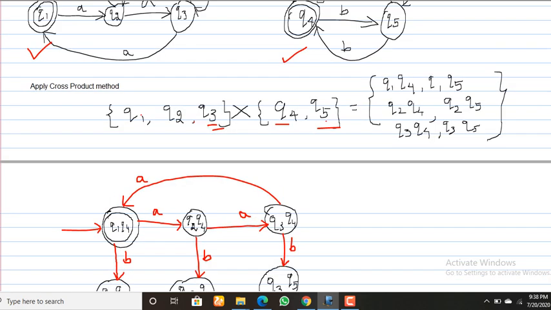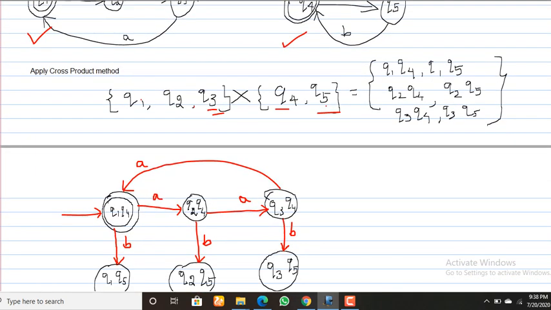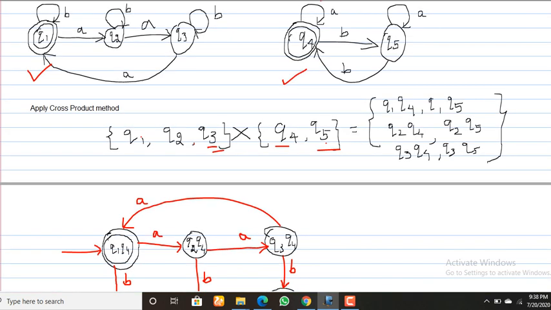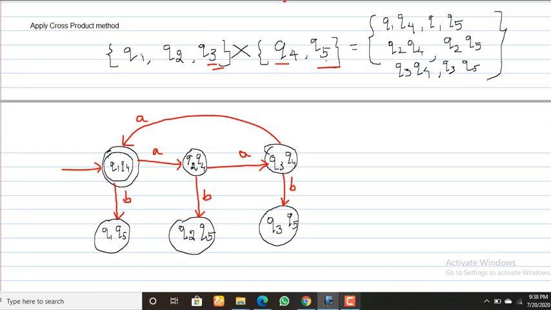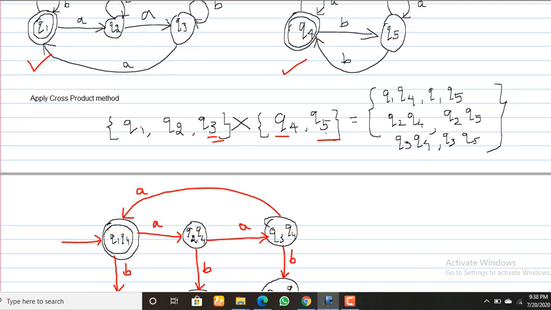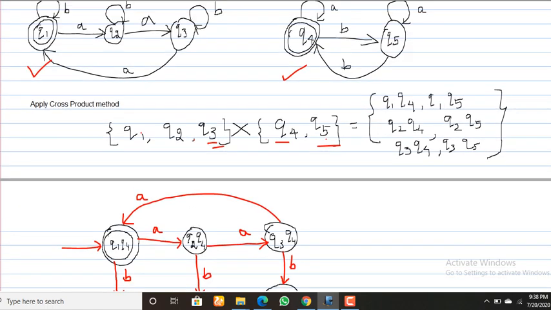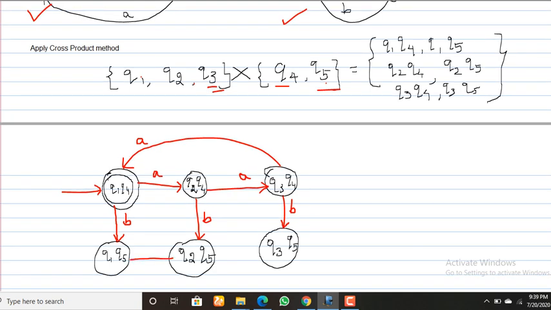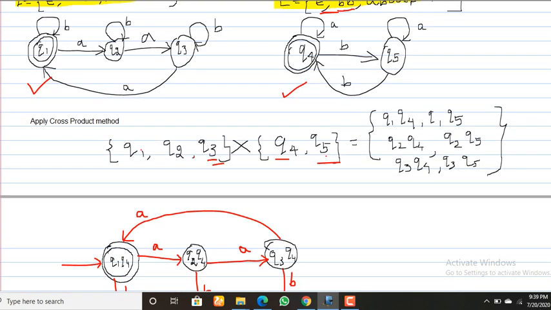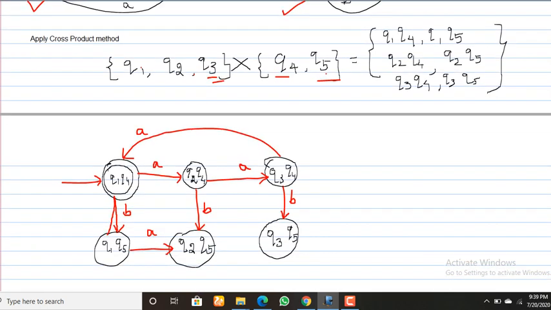Then Q1 on receiving A moves to Q2, and Q5 on receiving A stays at Q5, so Q2Q5. Then Q1 on receiving B moves to Q1 only, and Q5 on receiving B moves to Q4.